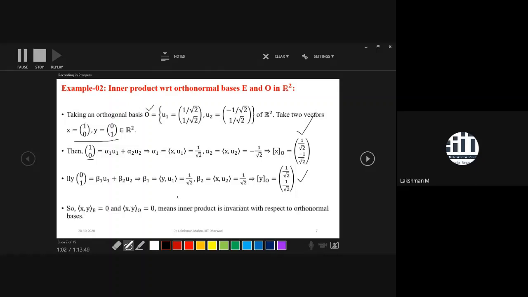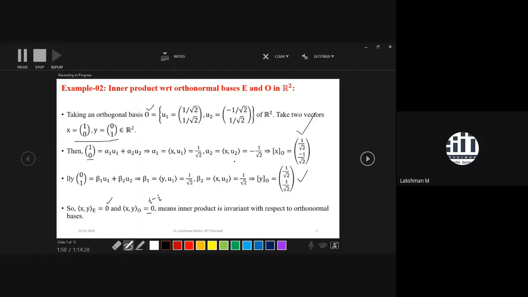Then we will find the dot product. The inner product of x and y with respect to the standard basis, easily you can find: 1 times 0 plus 0 times 1, that is 0. Similarly, with respect to the orthonormal basis, it would be 1 by root 2 times 1 by root 2, that means 1 by 2, and then minus 1 by 2 times 1 by root 2. See how the calculation is happening. With respect to the orthonormal basis it comes to 1 by 2 minus 1 by 2, and that means 0. We are also getting 0.